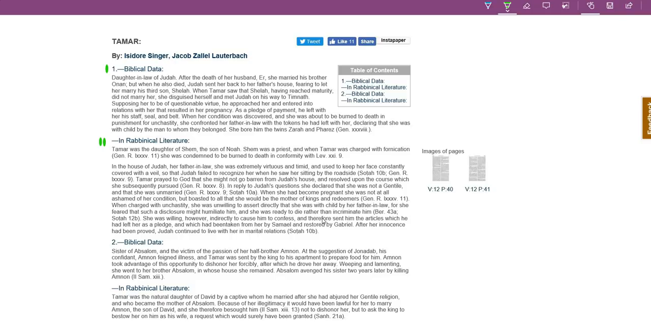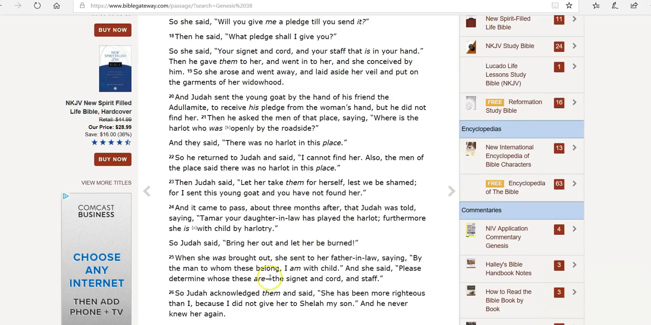But she was willing, however, indirectly to cause him to confess, and therefore sent him the articles which he had left her as a pledge, and which had been taken from her by Samuel and restored by Gabriel. After her innocence had been proven, Judah continued to live with her in marital relations. And I think the Bible says just a little bit different about the marital relations. Let's come back and just finish this up.